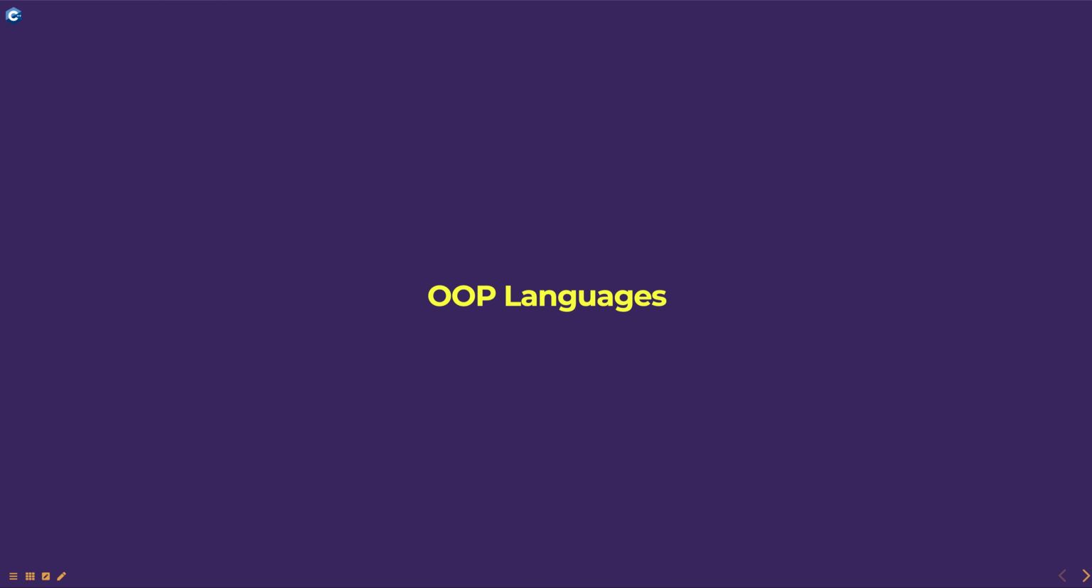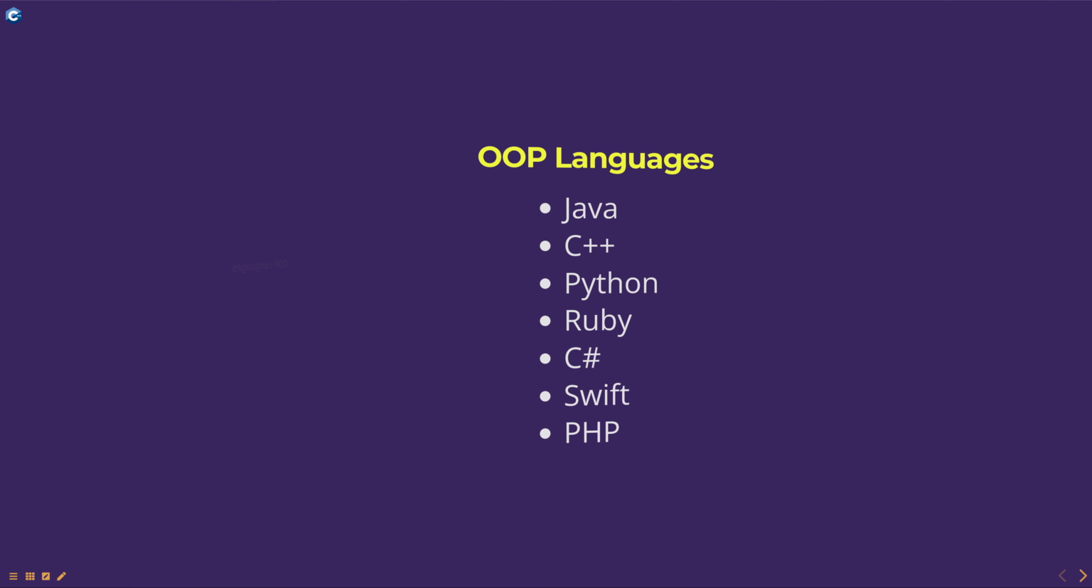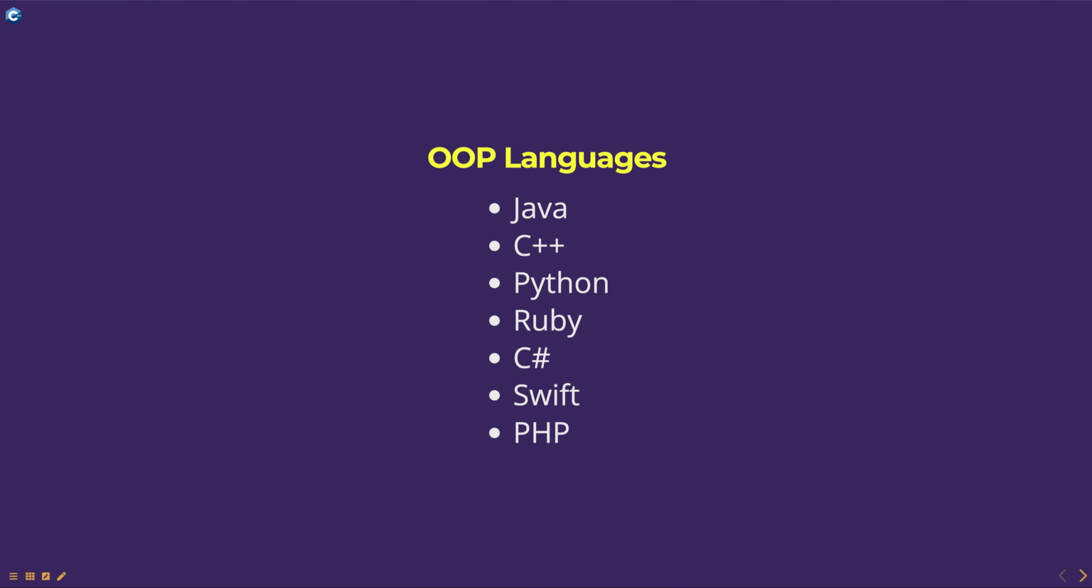Hello everyone. Today we are going to talk about object-oriented programming languages, part of programming in C++ course. Object-oriented programming is a programming paradigm that is based on the concept of objects.